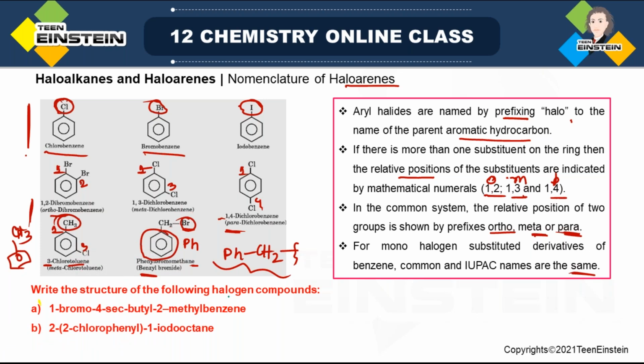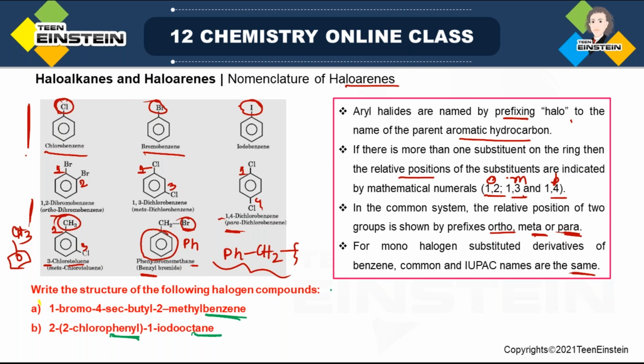Write the structure of the following halogen compounds. So here we have two names. See, if you look at the name carefully, the first name is ending with benzene. That means it is haloarene. It has to be because it is ending with benzene. But in the second name, phenyl ring is present as a substituent within bracket. But actually this is an aliphatic molecule because you have to just look at the suffix. Here the suffix is ending with ane. That means it is alkane.